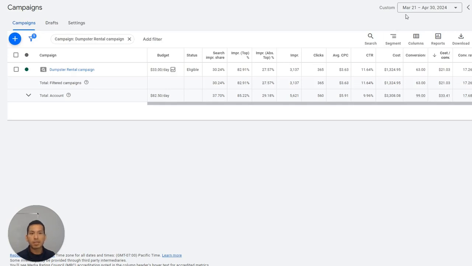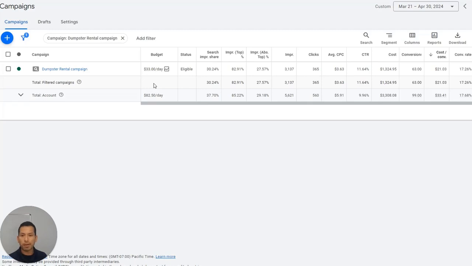They've been on since March 21st, and it's the end of May today. So since March 21st to April 30th, about 1.5 months. So far, these are the results. Spending about $33 per day, that's about $1,000 per month. So if you have that for Google Ads, this is definitely doable in your area.